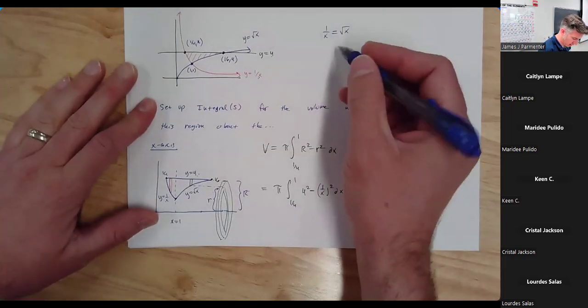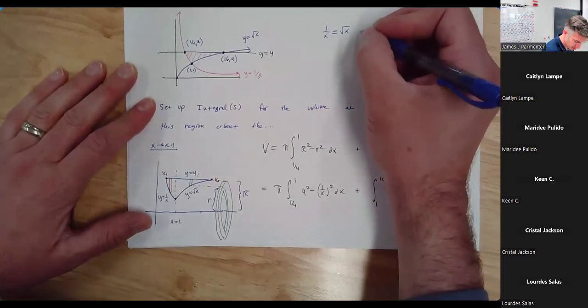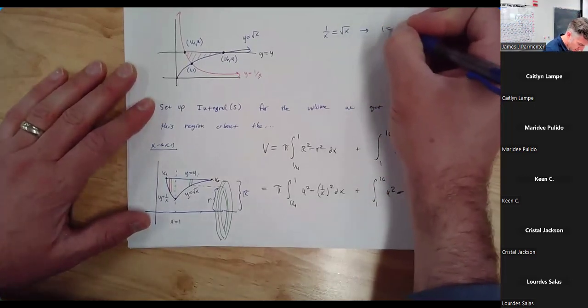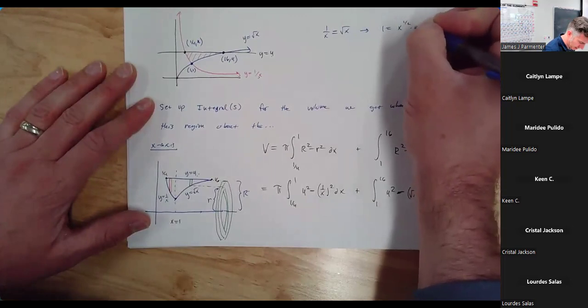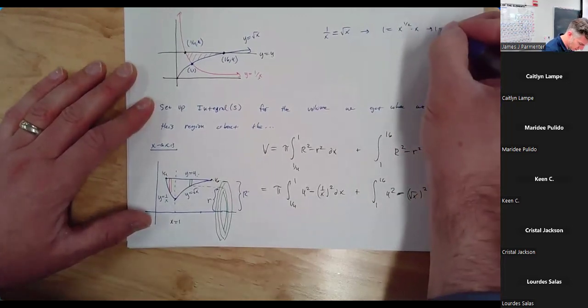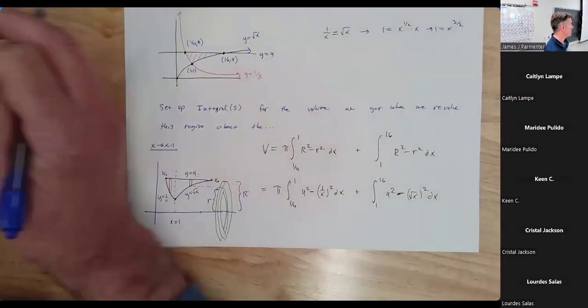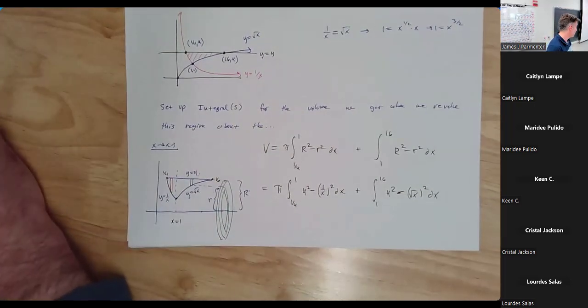But we can also solve this, right? You could say that 1 equals x to the 1/2 times x, so that 1 equals x to the 3/2. And the only solution there is going to be x equal to 1.